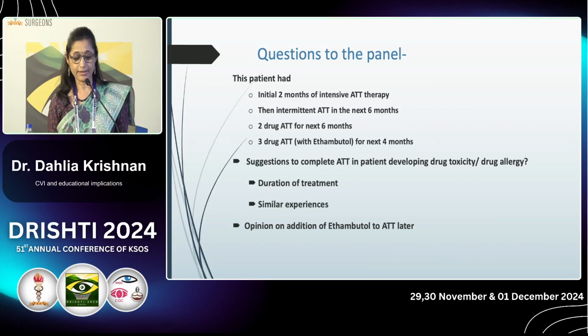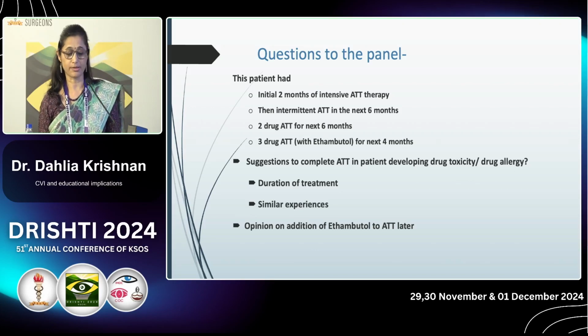So what are the suggestions to complete ATT in such a patient who develops drug toxicity or drug allergy? What should be the total duration of the treatment? According to the pulmonologist, we could stop ATT after these 10 months of continuous therapy. Any similar experiences? And the opinion on addition of ethambutol later, was it wrong?